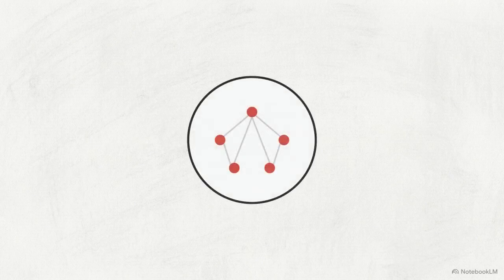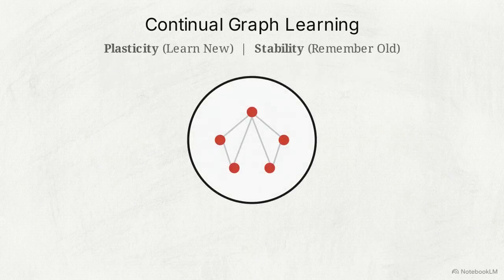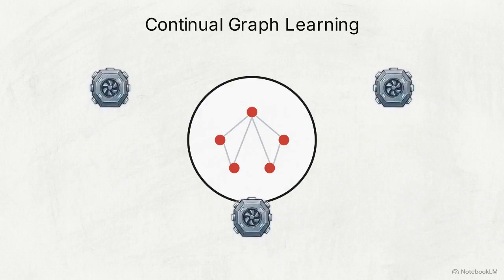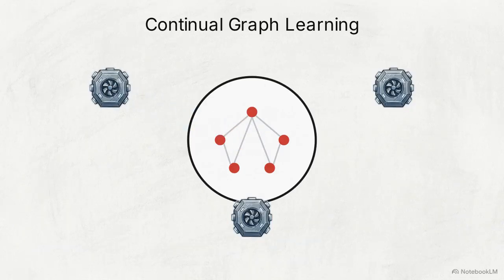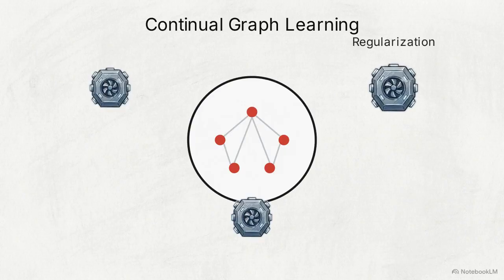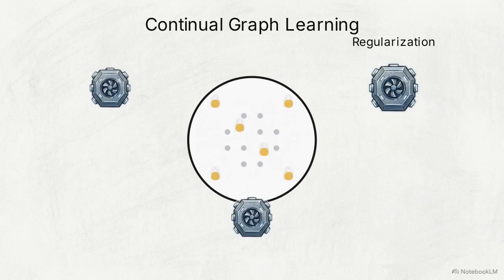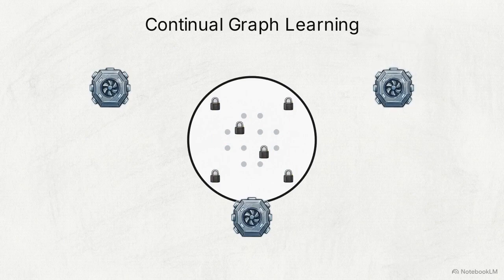Continual graph learning solves this by balancing plasticity, the ability to learn new threats, with the stability to remember old ones. It achieves this through three specific engineering modules. First, the replay buffer maintains a memory bank of historical and synthetic exemplars. By continuously injecting these older patterns during retraining, it anchors the model's previous knowledge. Second, the regularization approach uses the Fisher information matrix to calculate the importance of existing network weights. It heavily penalizes any updates to weights that are critical for identifying older task patterns.